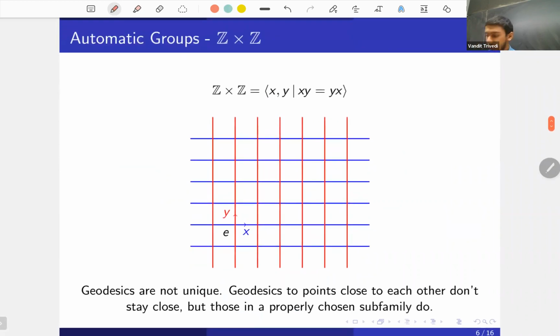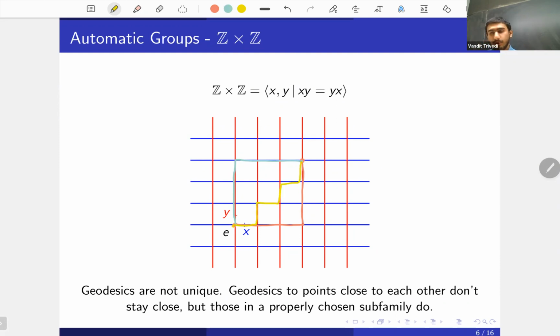Now we have another example, the free abelian group on 2 generators. Again, there's a base point, and let's say I want to get to this point here, which I can again do in multiple ways. I could go along the bottom and then up, or I could go up and then along the top, or any staircase-like path within this square also constitutes a geodesic. So something like this is also a shortest representative. So again, like before, geodesics are not unique.